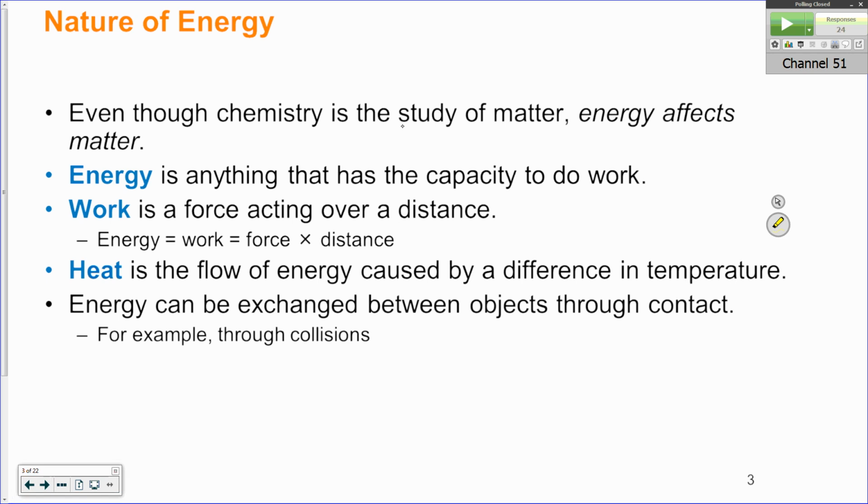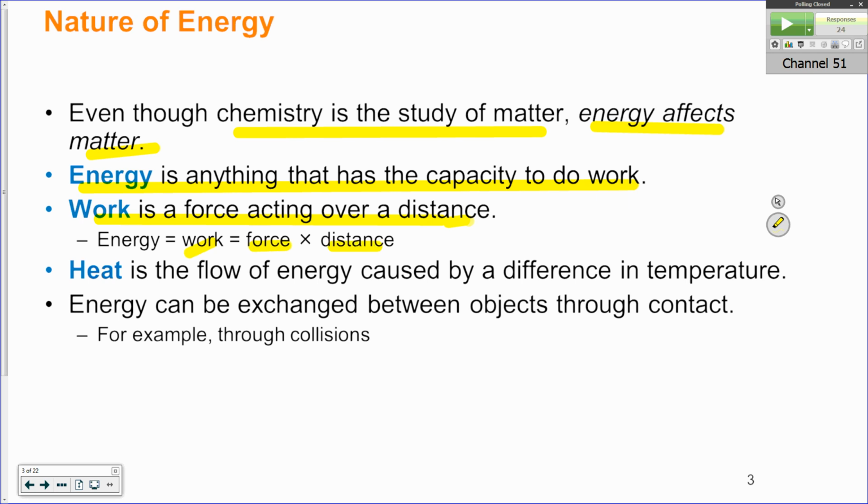So we think about chemistry, and the way that chemistry is important to us is that chemistry is a study of matter, and energy has a direct influence on matter. There's a coupling between those two. We define energy in the fundamental way as the capacity to do work. That doesn't necessarily mean you're going to do something with it; it means there's the ability to do work. We define work as a force over a distance, so it has to involve movement. So energy is equal to work, and work is equal to force times distance.